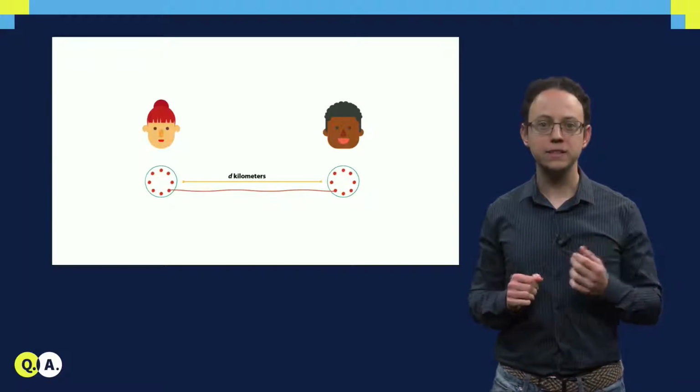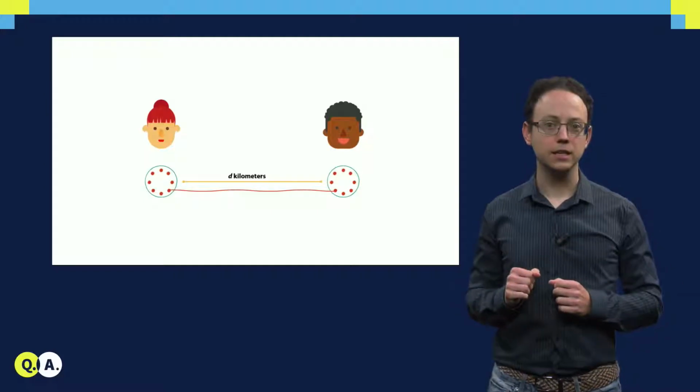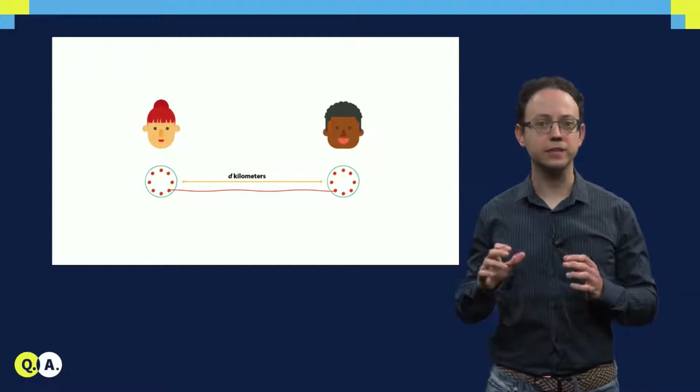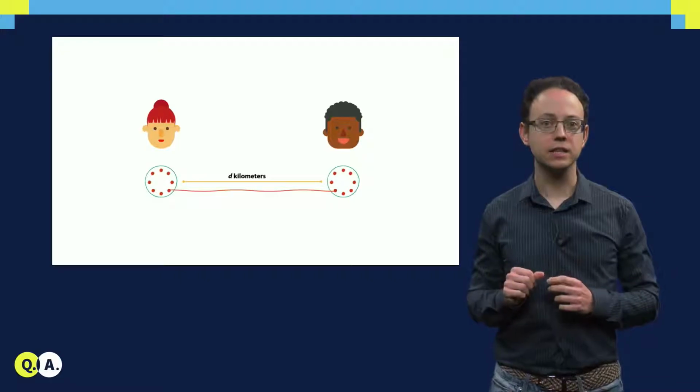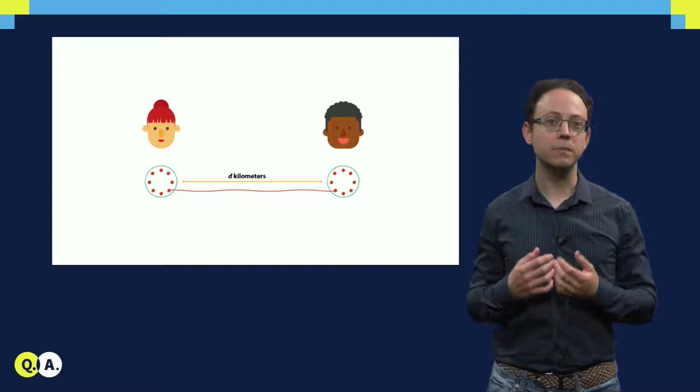Let us assume that the attenuation length is 50 kilometers. Then first, we can observe that every 50 kilometers, the probability of getting a photon from Alice to Bob gets divided by 10.